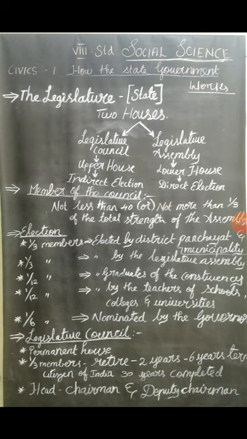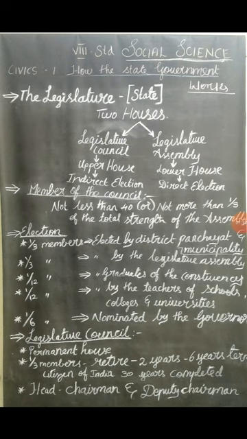In India, the state legislature consists of a governor and one or two houses. The upper house is called the legislative council, and the lower house is called the legislative assembly. So these are the two important houses of the legislature.